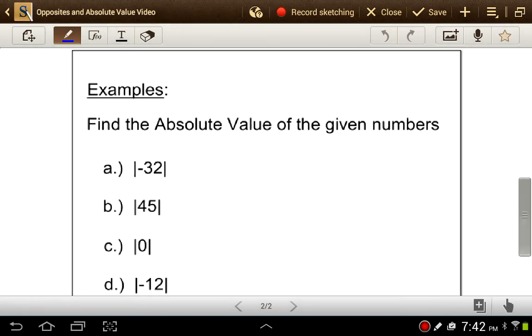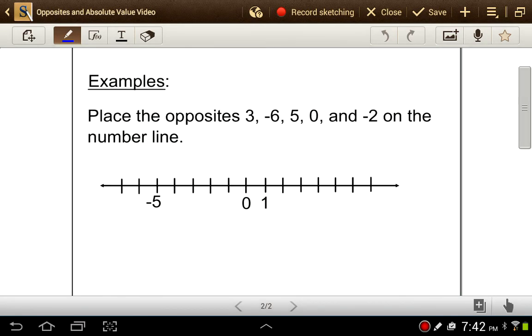Okay. First, let's talk about opposites. So, in this example, I want you to place the opposites of 3, negative 6, 5, 0, and negative 2. So first, let's find the opposites. The opposite of 3 is negative 3. The opposite of negative 6 is 6. The opposite of 5 is negative 5. The opposite of 0 is 0. The opposite of negative 2 is 2. So notice how I just switched the sign. It went from positive to negative, or negative to positive. 0 is 0.